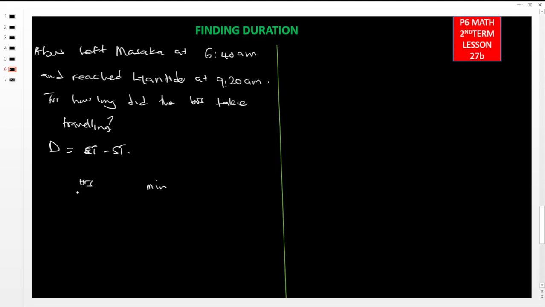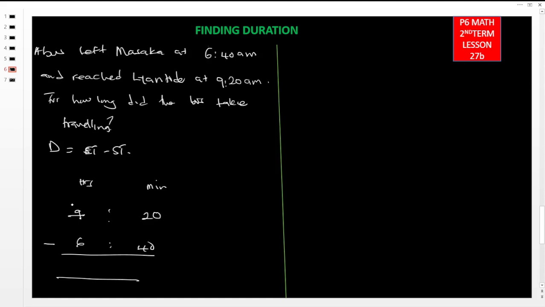So what is the ending time? It is 9:20, right? Then what is the starting time? 6:40. What are we doing? Subtraction of time. 20 minus 40. This is impossible. It is possible, but this is less, right?